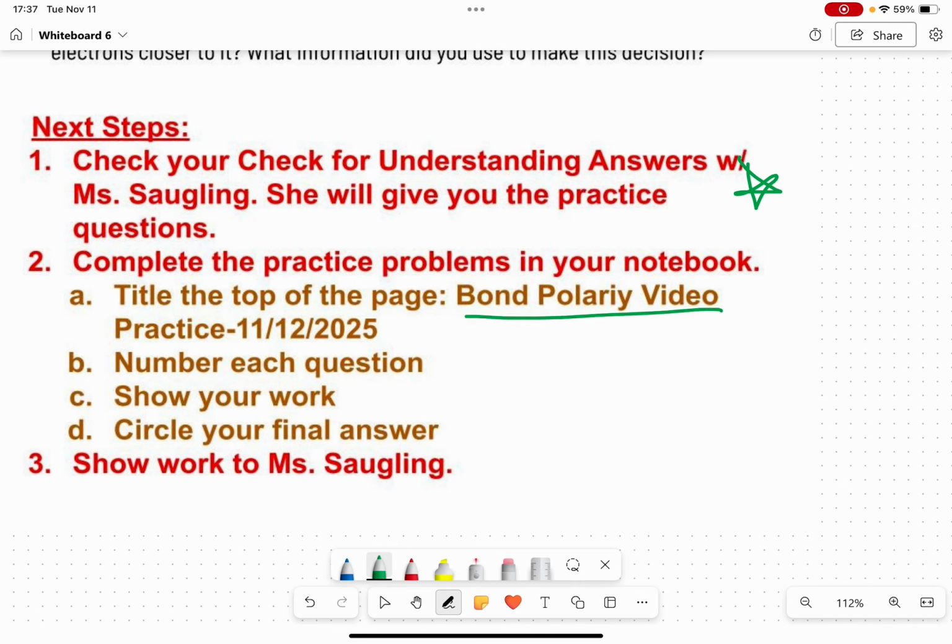Make sure you title the top of the page, Bond Polarity Video Practice 11/12/2025, so you know what you are doing on that page in your notebook. Make sure you number each question. For the practice, there's only 3, so 1, 2, 3. Show your work, all of it. Circle your answer, and then you're going to check it with me. If you don't show your work, I will just send it back to you to show it to me. And that is it.